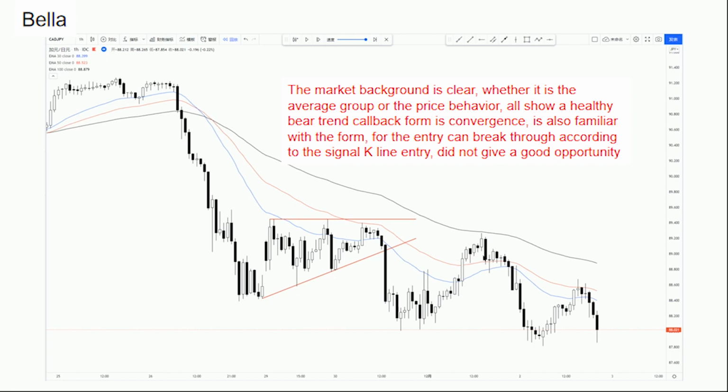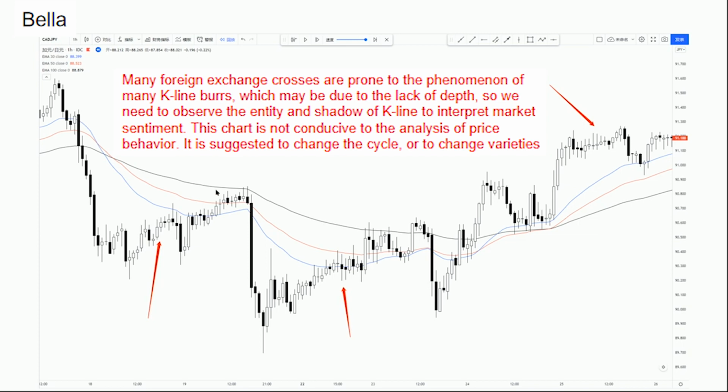The point I want to make is that a chart like this, with a lot of burr on the K-line, is bad for price action, because we need to look at the body and shadow of the K-line to interpret market sentiment. If this happens a lot, I would suggest you change the cycle, or trade a variety that's a little bit deeper. Of course, that doesn't mean we can't do technical analysis with this kind of chart. It just requires a stronger entry logic to take part in the trade.